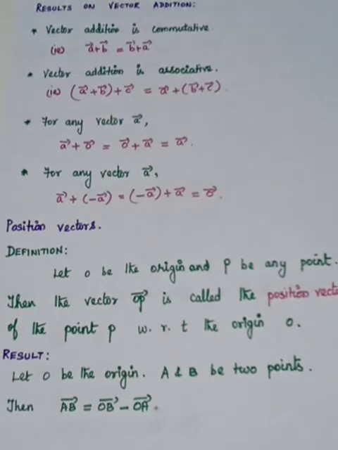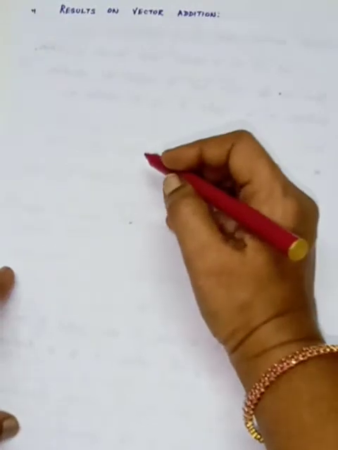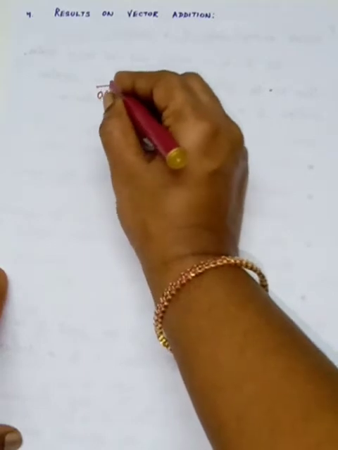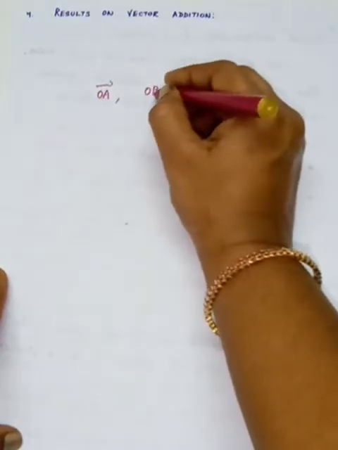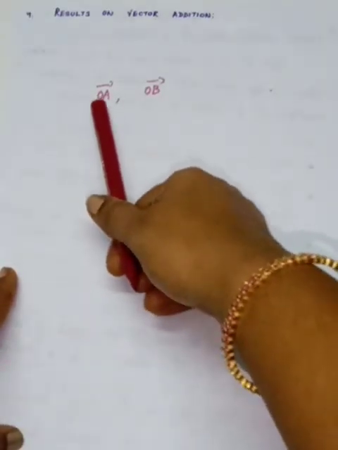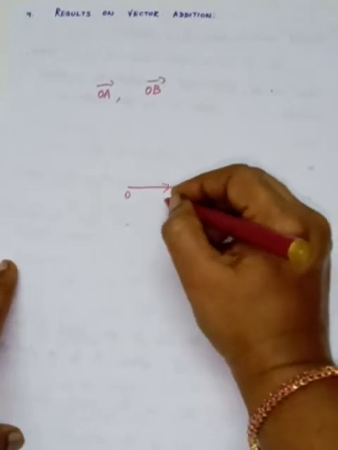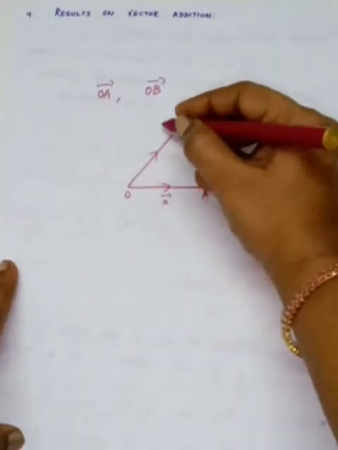Here, let O be the origin, and A and B be two points. The position vector of A is denoted as OA vector and the position vector of B is denoted as OB vector. You see that? What is OA vector? We have taken the origin as O. So OA vector is nothing but the position vector of the point A. What is OB vector? The position vector of the point B. We'll take the two vectors, OA vector as a vector and OB vector as b vector.